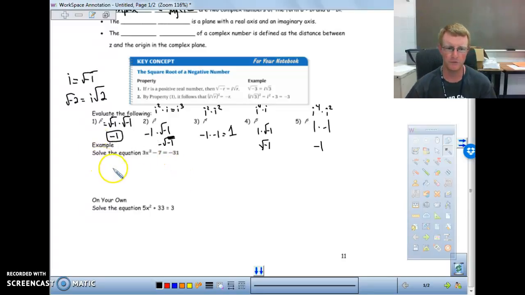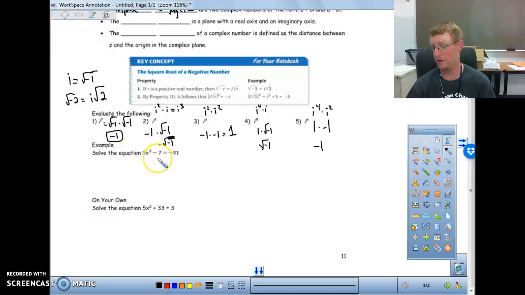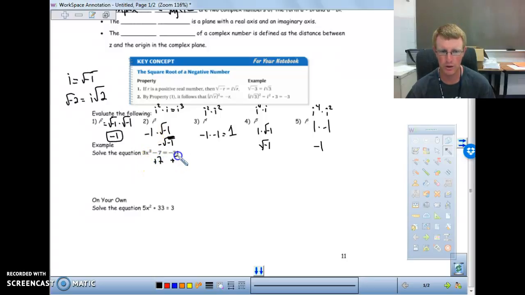So what does this mean for solving equations? Let's see what happens. This is going to be very similar to what we did in 4.5. We're going to solve the equation as normal, and we're going to try and get our x squared by itself. So we have 3x squared equals -24. We divide both sides by 3, and we get x squared equals -8. We take the square root of both sides. We get x equals plus or minus the square root of -8.